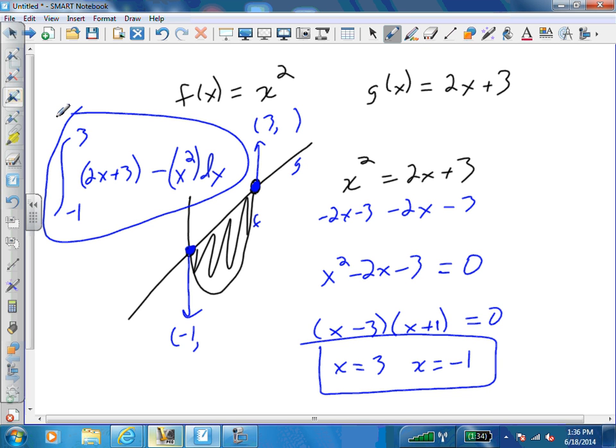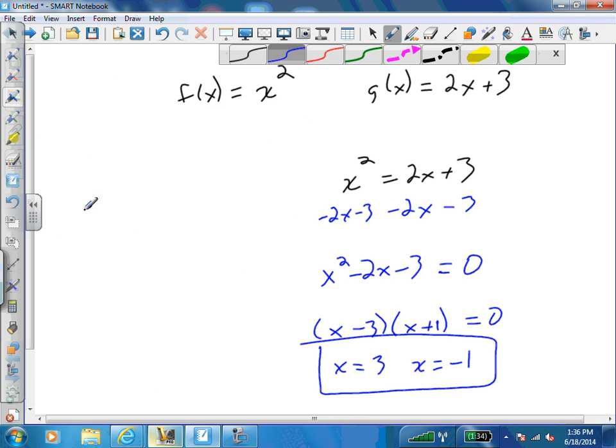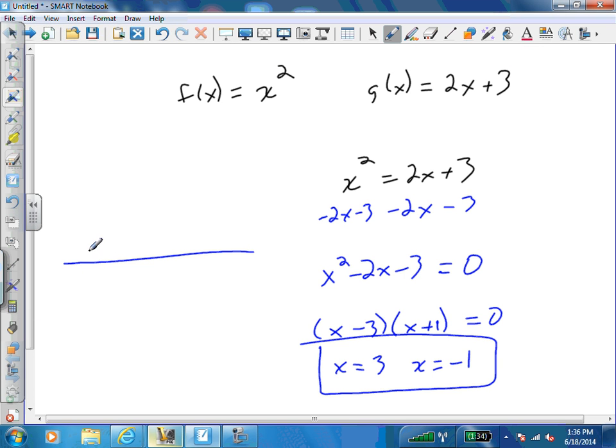We can do that without a picture, though. If I were to get rid of that picture, we know that we're going to integrate from negative 1 to 3. The question is, which function is on top? Here, our functions intersect. So in between here, one function is above the other. So the way we determine is which y value is greater than the other one.